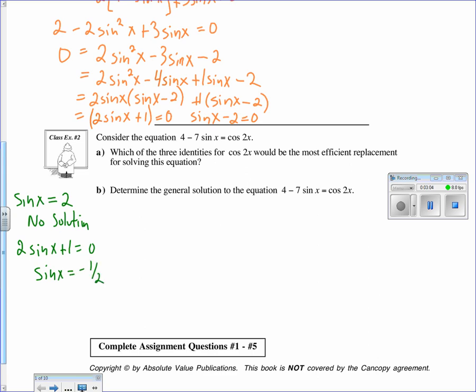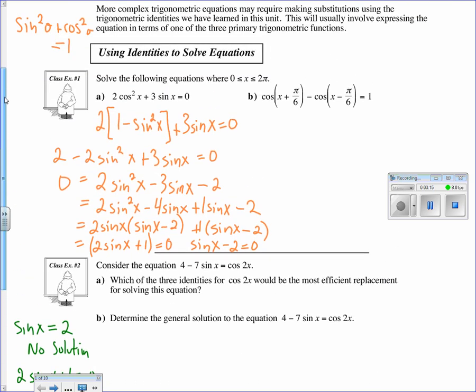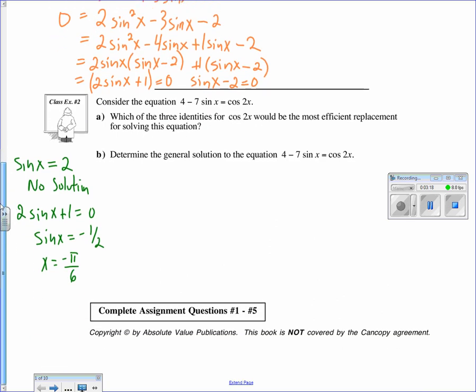And that's minus 30 degrees, or minus pi over 6. I have to go from 0 to 2 pi, if memory serves me right. So I've got to find my answers with positive rotations, CAST. So I have to be in quadrant 4, but I have to be 11 pi over 6. Pardon me, 11 pi over 6 and 7 pi over 6. 11 pi over 6 and 7 pi over 6 would be my solutions.